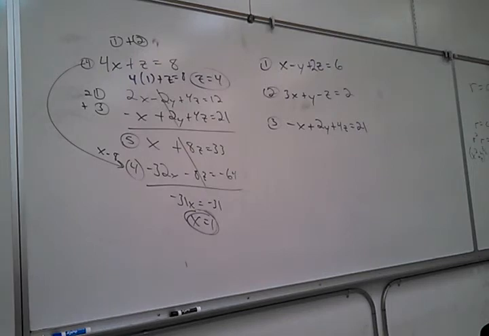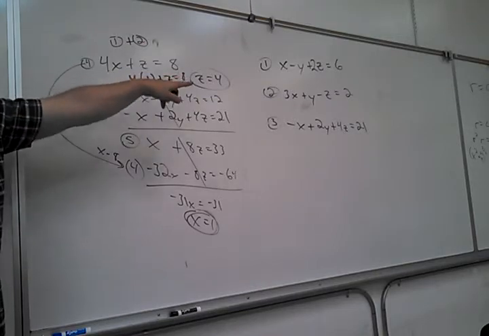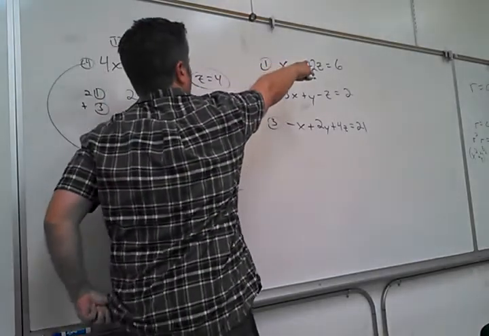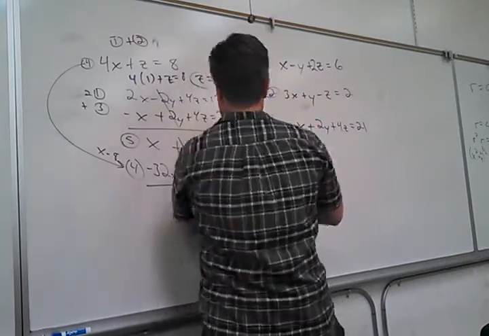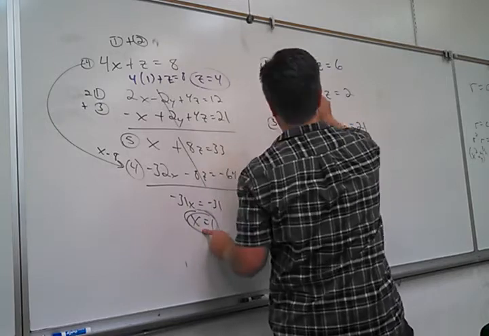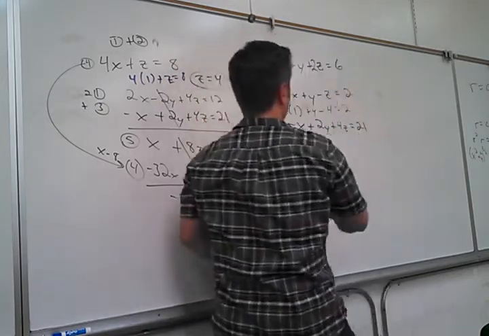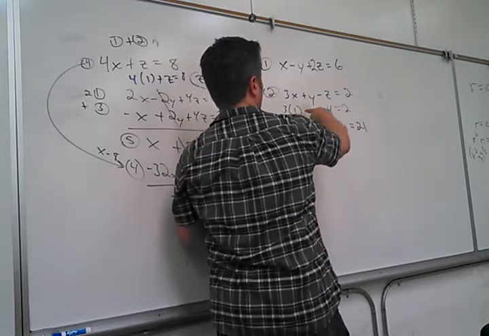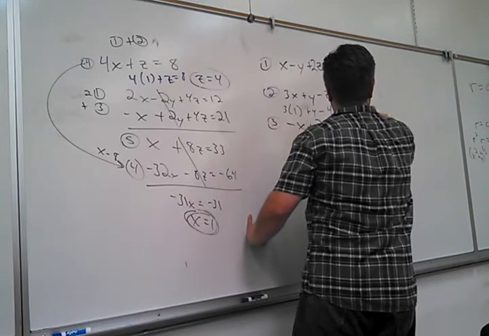Is that cool? Once I know one variable, I can plug its value in wherever the hell I want to. So I'm going to plug it in here, of course, so I can figure out what z is. Now that I know x and z, I can plug it in over here and figure out what y is. So 3 times 1 plus y minus z is 4. So I get 3 minus 4 is negative 1. Add it over there, I get y is 3.